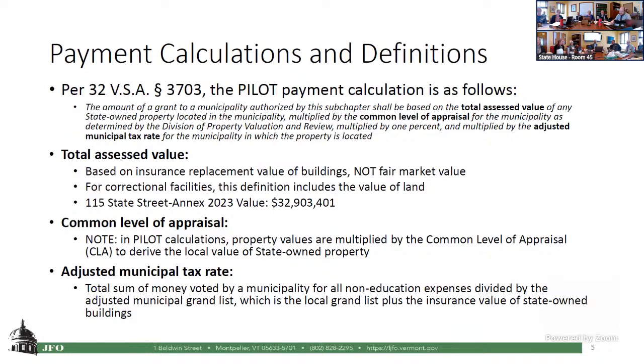So, and then finally, the final term is the adjusted municipal tax rate. This is taking the total sum of money that was voted by the municipality for their non-education expenses divided by the adjusted municipal grand list, which includes the insurance value of state-owned buildings. You divide it, so in the same rate, right? You need to raise a certain amount of money using your tax rate to raise enough money to meet what has been voted on in the municipal budget.